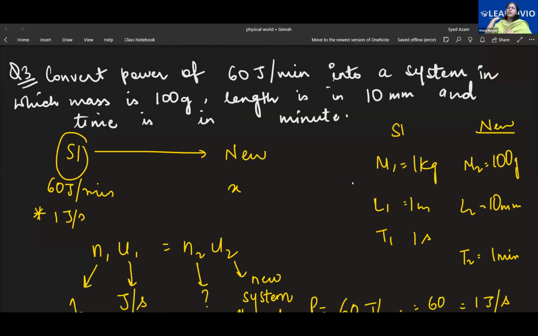Simra, are you preparing for any exam also, JEE or NEET? I haven't started yet, but I'm planning to write NEET, so I have to start. Okay, all right, please write it, just text me done then. Okay, ma'am.